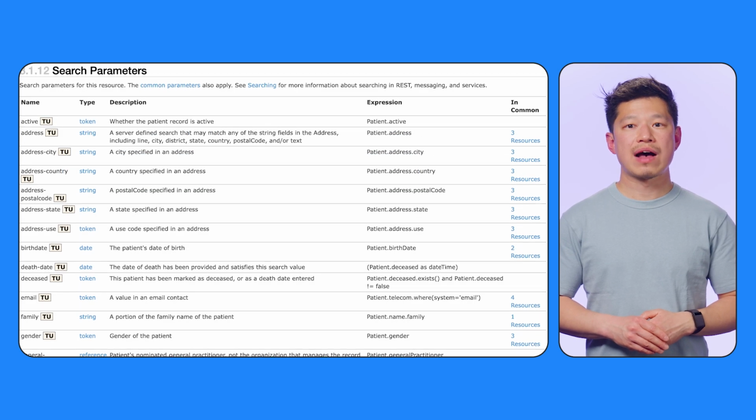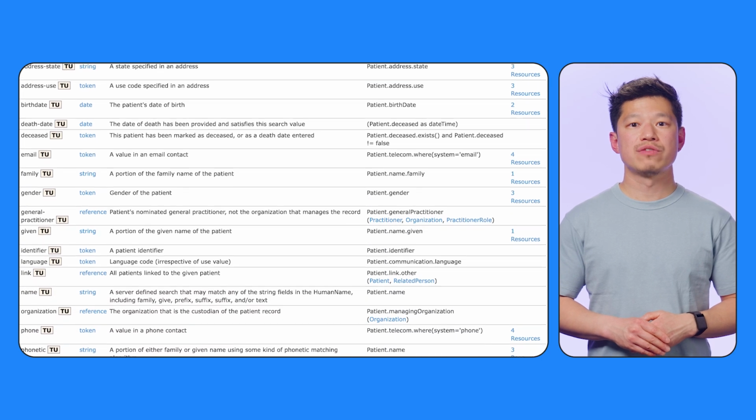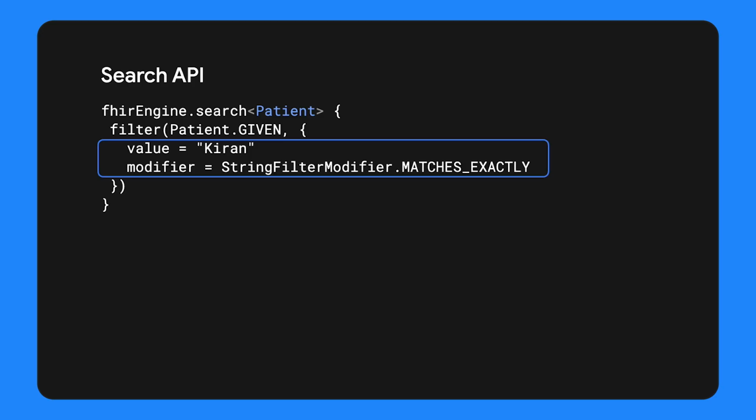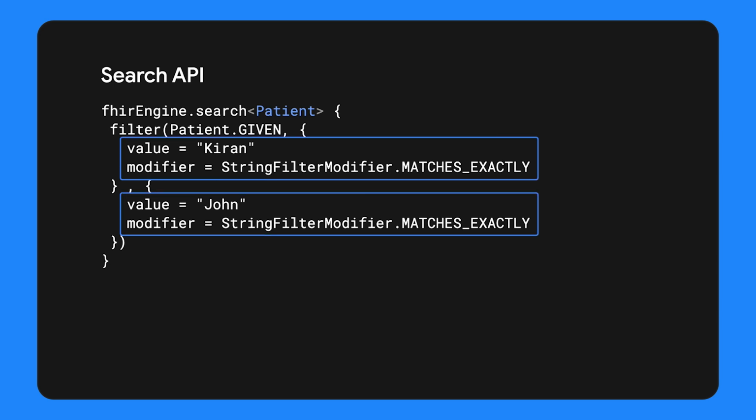The full list can be found in the FHIR specification's search parameter registry or at the bottom of the page for each resource. You can also pass multiple search criteria in the same filter. When you do this, the search criteria are joined together using logical OR. In this example, we're looking for patients whose given name is Kieran or John.